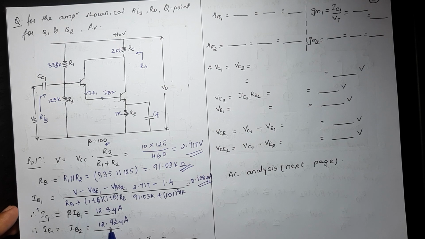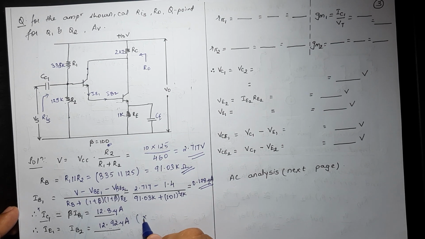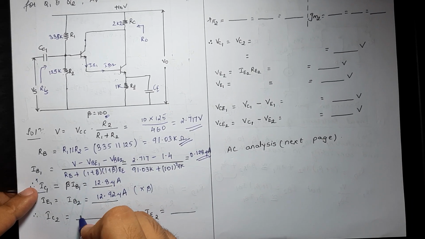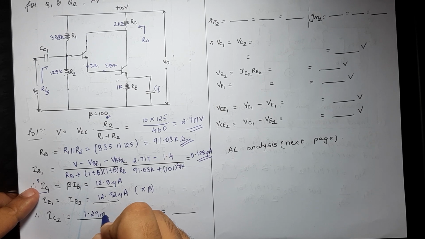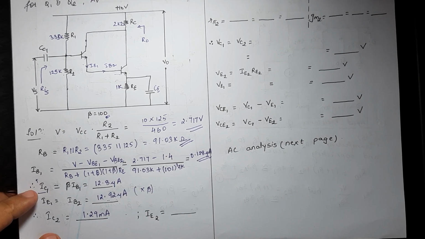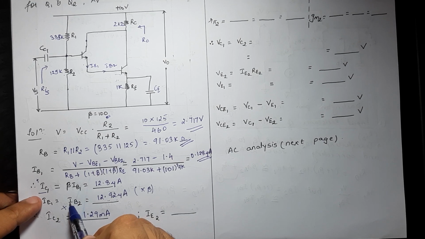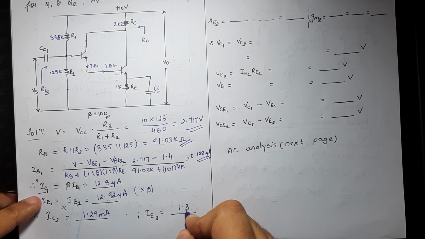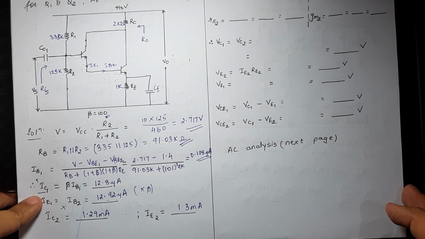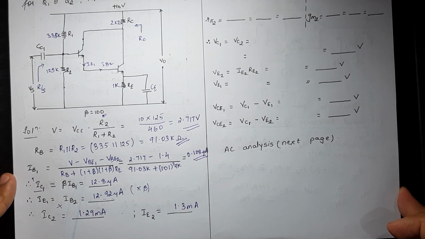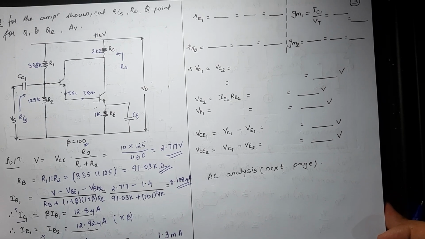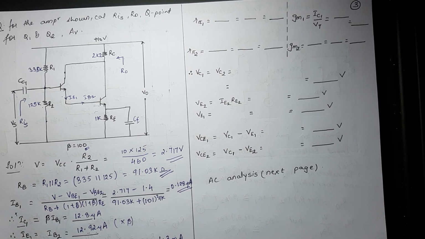If I multiply this value IB2 with my beta, I'll be getting a value IC2, which is given by 1.29 milliamps. Now if I add IB2 plus IC2, I'll be getting the resultant as IE2, which is nothing but 1.3 milliamps. I would expect everyone has verified the values with me, and if not, please do verify the values with me. It's quite necessary that you keep on solving with me. I don't expect you to draw the entire diagram, but yes, the numericals are a little bit important. So yes, let's start with the second side of the page.